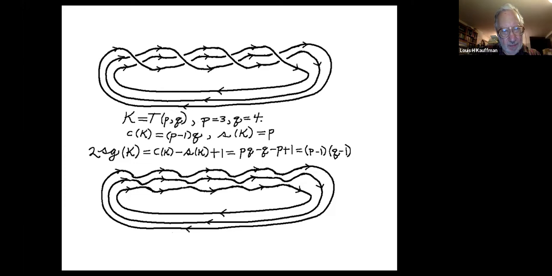And the number of Seifert circles is P, because as you see below, when you smooth all those crossings, you get exactly 3 circles in this 3 case, and P in general. All right.